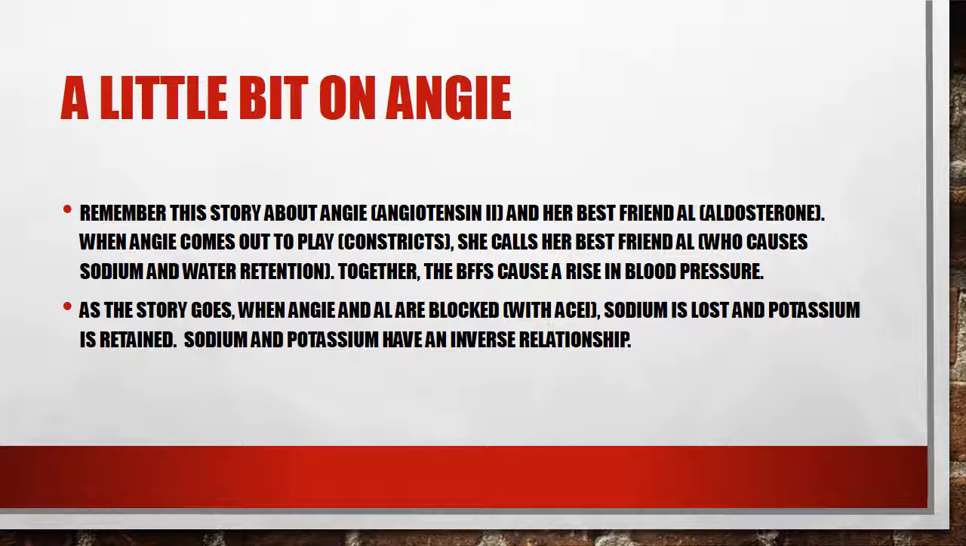The ARBs are known as the sartans. Remember this story on Angie? Angiotensin 2 and her best friend Al. Angie comes out to play at the receptor site, and she and her best friend Al, aldosterone, cause sodium and water retention. Together, these BFFs cause a rise in blood pressure. And the story goes, when Angie and Al are blocked with ACE inhibitors or ARBs, the result is a decrease in blood pressure. Clinically, the prils and the sartans do the same thing for hypertension, and both are pretty well tolerated. Sodium is lost and potassium is retained. ARBs don't cause the cough or the angioedema that the prils can sometimes.